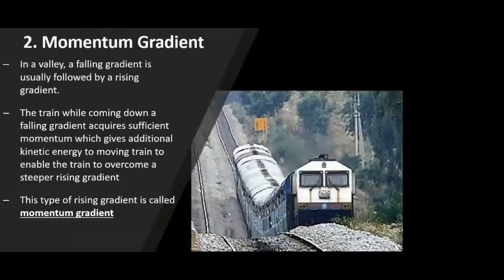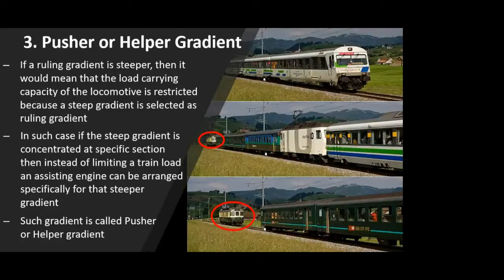But there are exceptions. The first exception can be a momentum gradient, which is nothing but an up gradient given just after a down gradient, so that the momentum generated during the down gradient is used to traverse the up gradient. So that's the momentum gradient. The second exception can be the pusher gradient, where in case of steep slopes or hilly topography, you need an extra engine or two to push your train. So that's a pusher gradient.